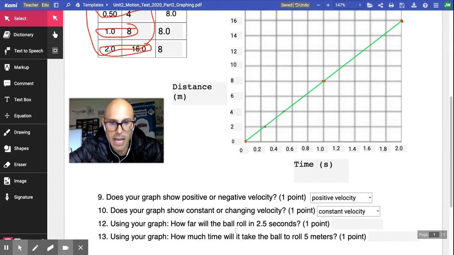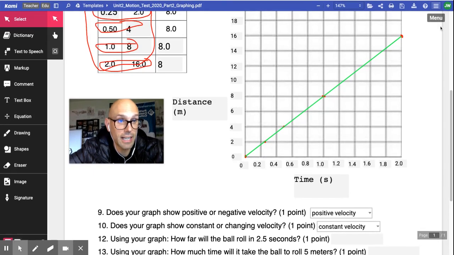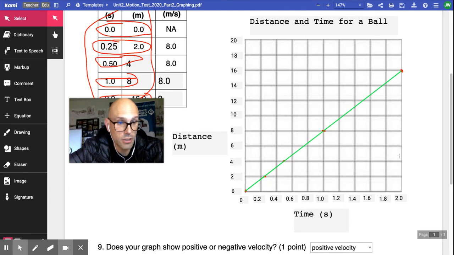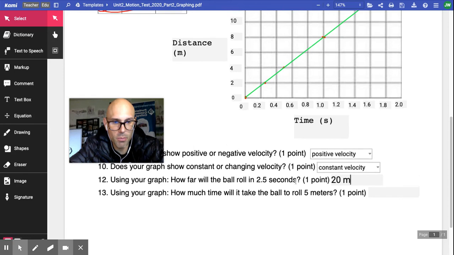This is constant velocity. How far will the ball roll in 2.5 seconds? So if I go over to 2 seconds, it's off the graph, okay? But I could estimate, 2.5 would be somewhere out in here. So if I extend out the line, I'm kind of on the edge of my page. So 2.5 would be somewhere out here. The graph, if we extend it up, looks like it would be about 20. So that would be 20 meters approximately.